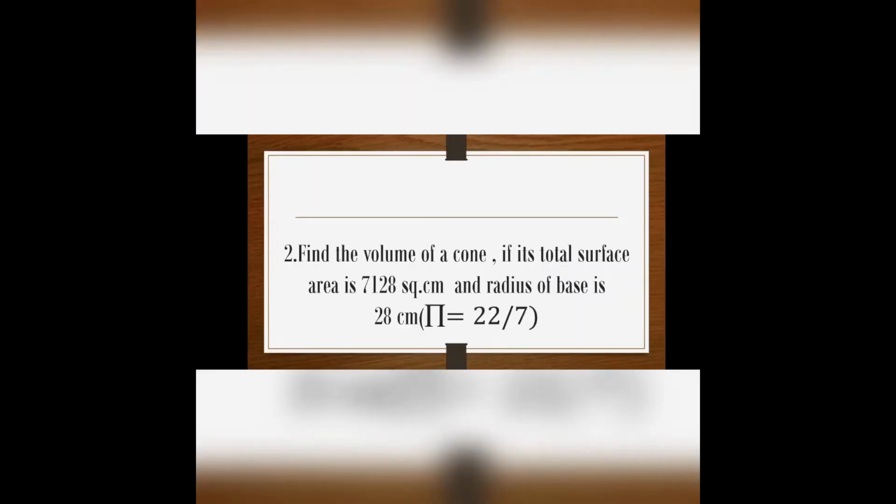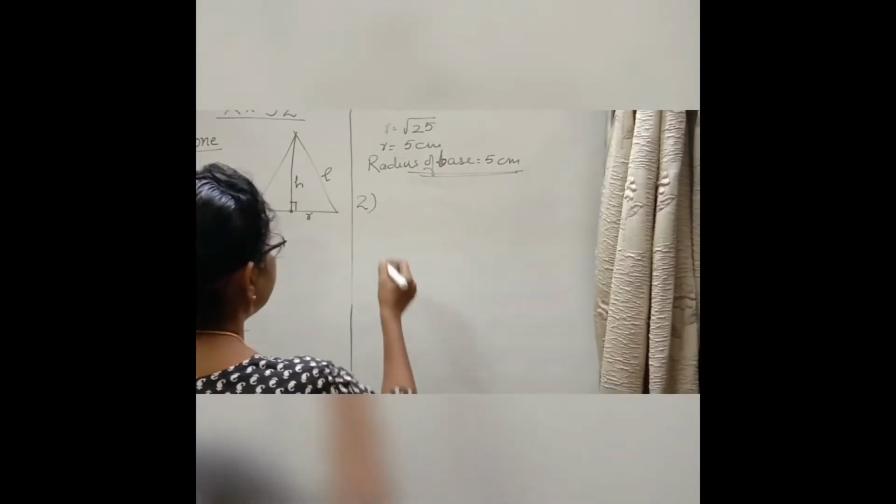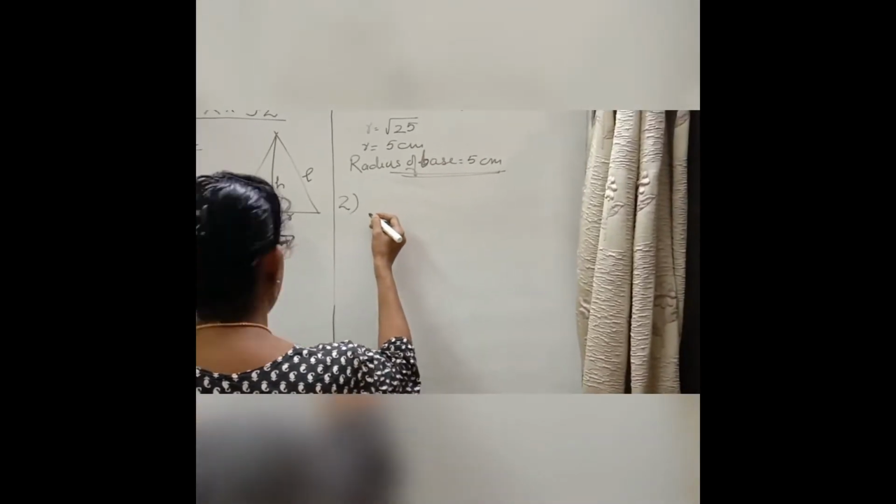Question number 2. Find the volume of a cone if its total surface area is 7128 square centimeter and the radius of the base is 28 centimeter. Pi is equal to 22/7. Find the volume. Total surface area is given and radius is given, pi is also given.